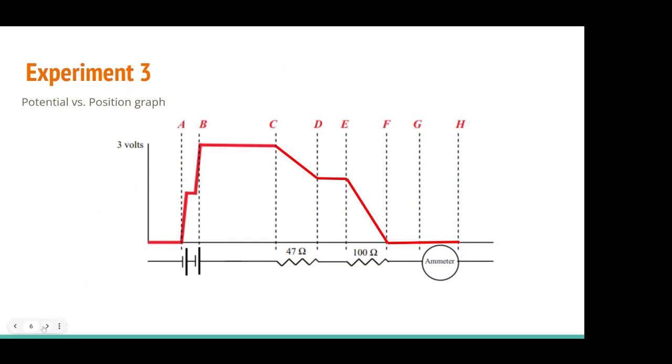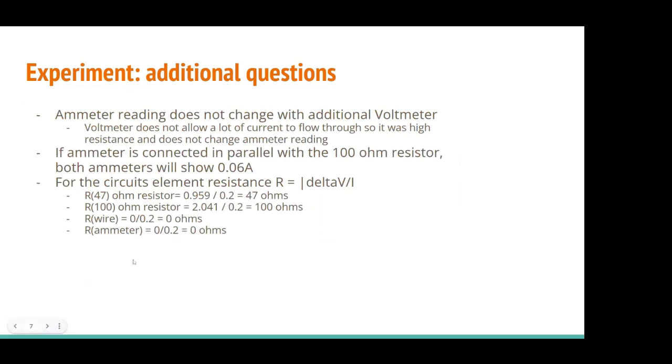And the additional questions that were asked in the document: the ammeter reading does not change with an additional voltmeter because the voltmeter has high resistance and doesn't allow much current to flow through, so it does not change the reading. And if the ammeter is connected in parallel with the 100 ohm resistor, both ammeters will show 0.06 amperes.